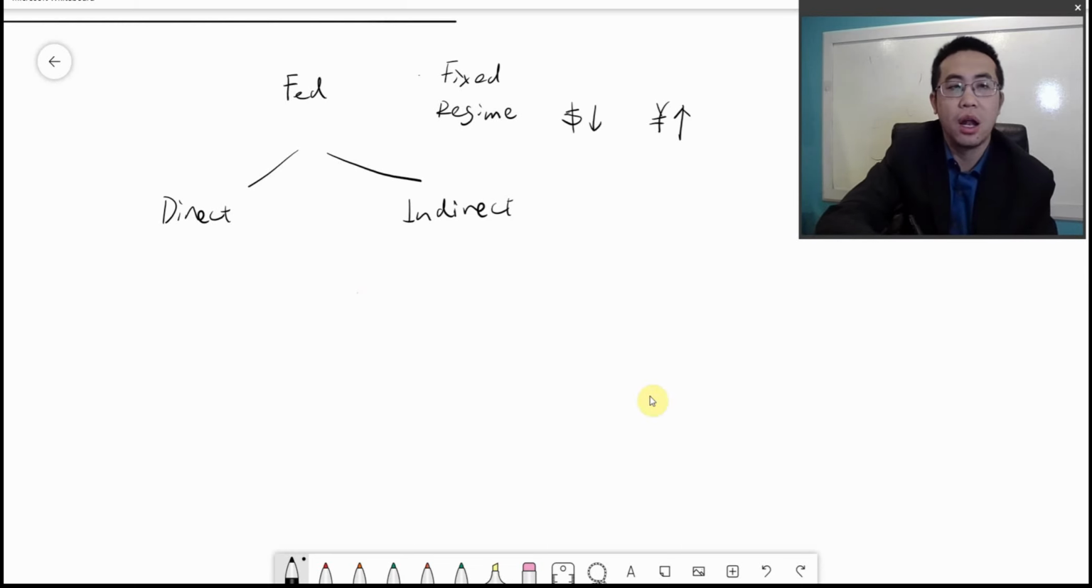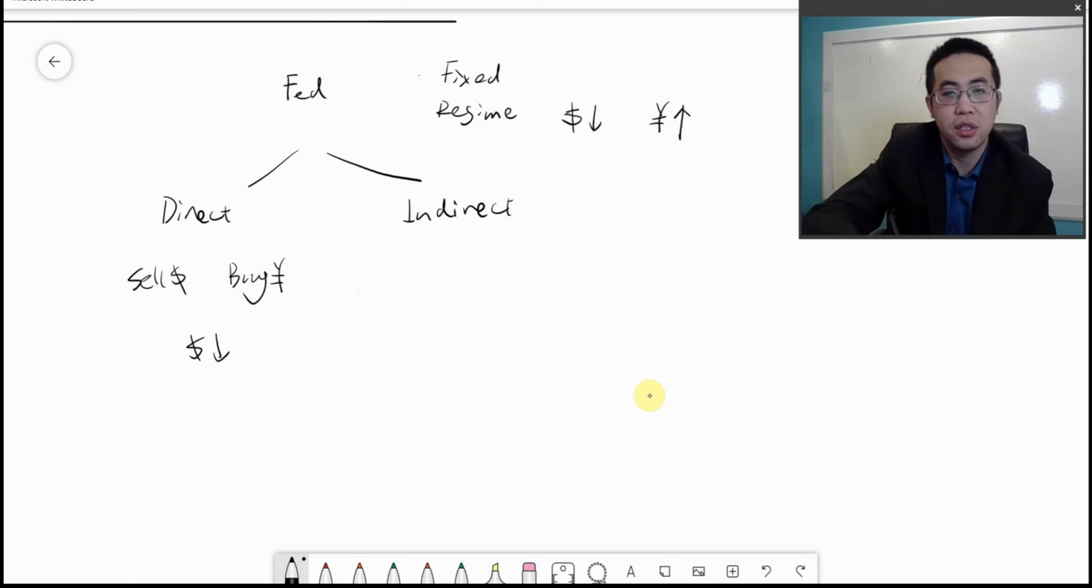To achieve that goal, the direct intervention would be to simply sell dollars and buy Japanese yen. That's very easy to do. It's very easy to devalue yourself. So that basically creates an artificial supply of dollars, so the dollar value will go down and the yen's value would go up.